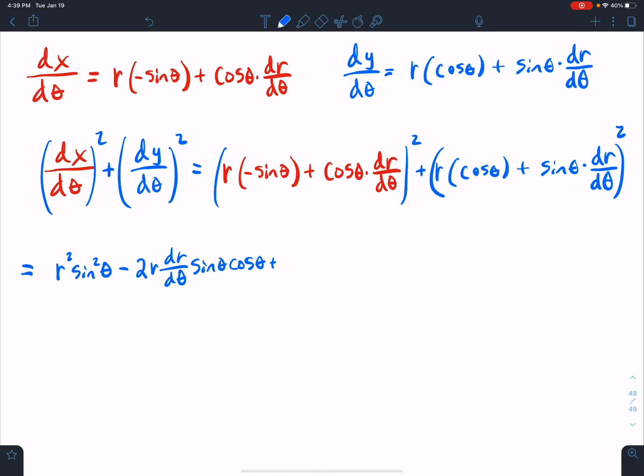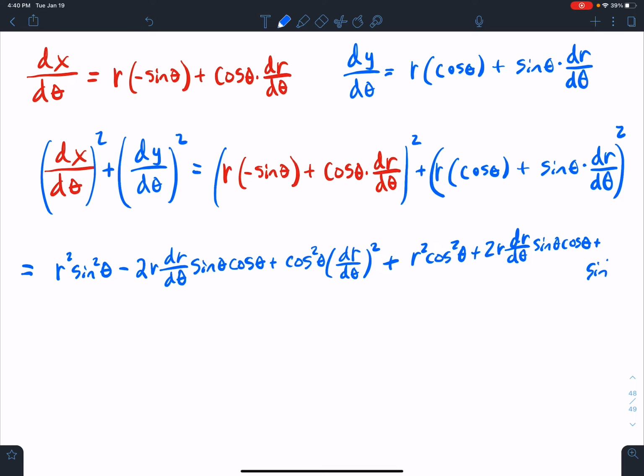And then plus cosine squared theta times (dr/d theta) squared, okay? Now I'm going to do plus r squared cosine squared theta plus 2r dr/d theta sine theta cosine theta plus sine squared theta (dr/d theta) squared. Okay?